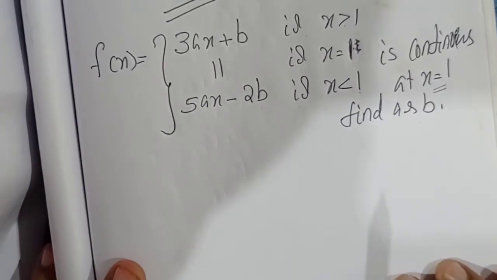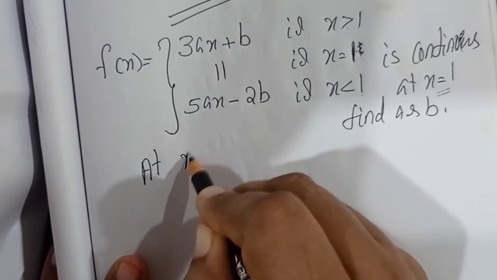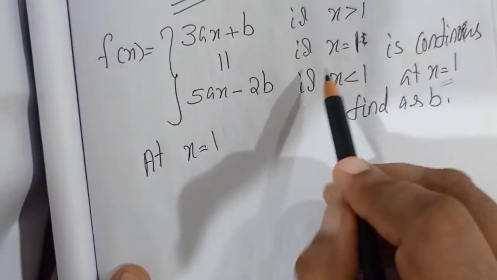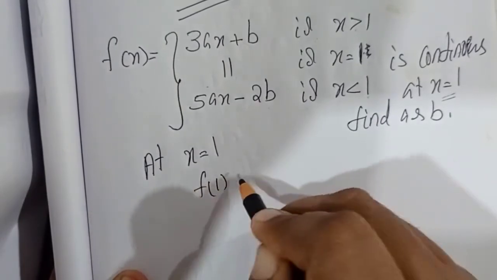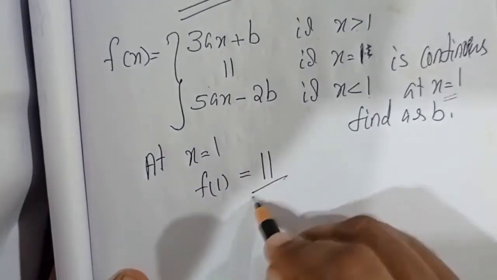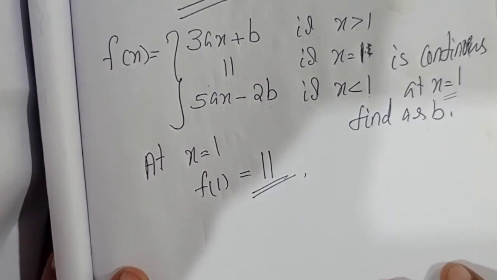Okay. This is given as continuous at x equal to 1. All of you write that. At x equal to 1, it means the second line, isn't it? f of 1 is equal to 11. Write the first one: f of 1 is equal to 11.